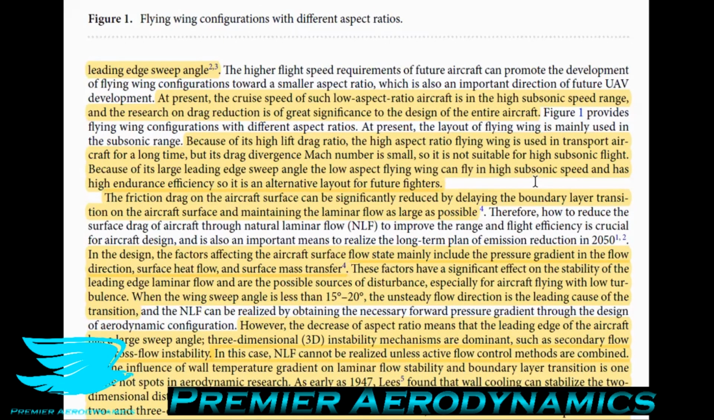In the design, the factors affecting the aircraft surface flow state mainly include the pressure gradient in the flow direction, the surface heat flow, and surface mass transfer. So in other words, the pressure gradient in the direction that the flow is going, the temperature of the surface, and also the mass transfer within the boundary layer affect the aircraft's flow. These factors have a significant effect on the stability of the leading edge laminar flow and are possible sources of disturbances, especially for aircraft flying with low turbulence. So in other words, this is quite an interesting fact.